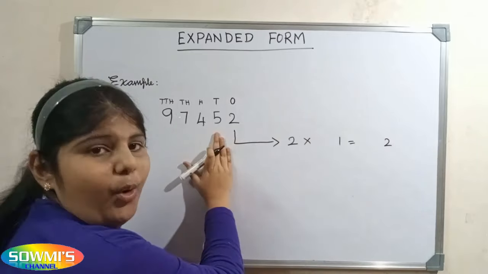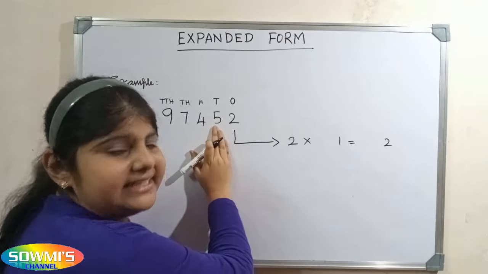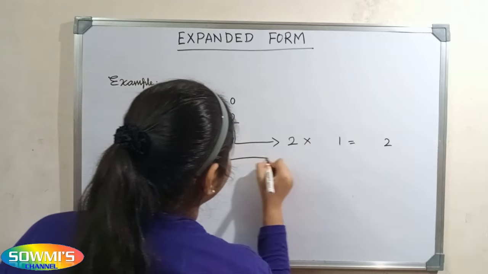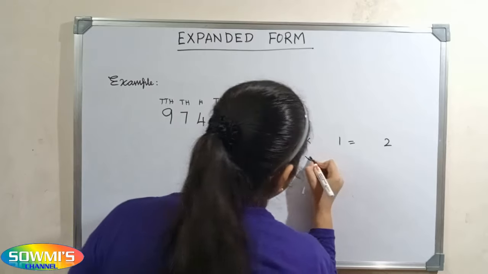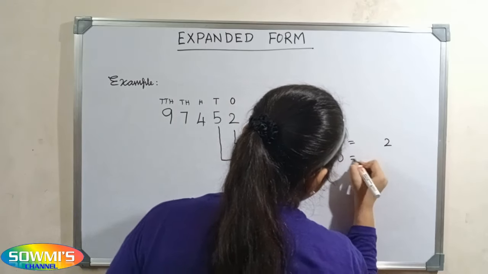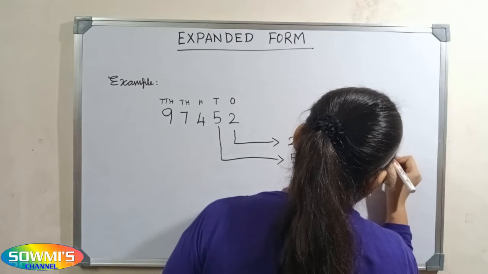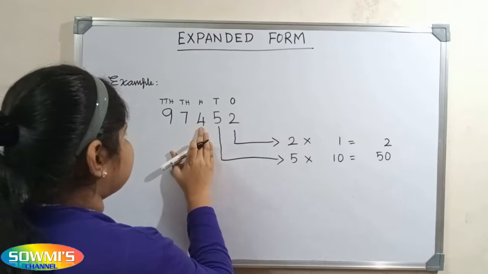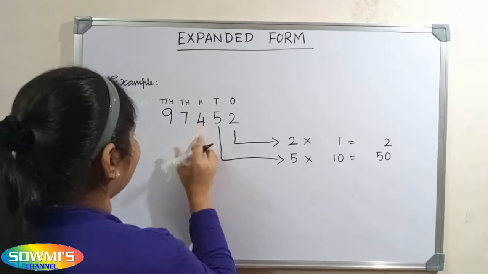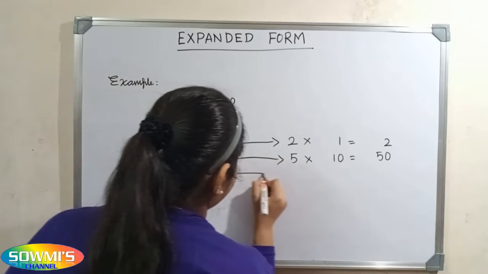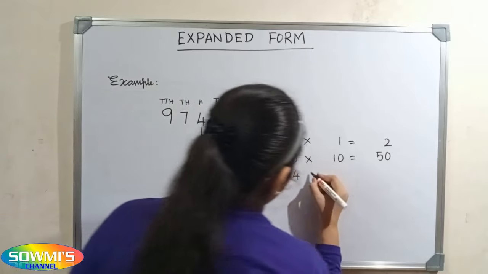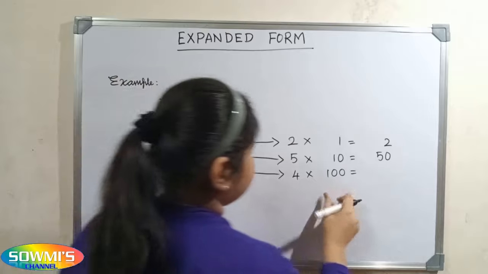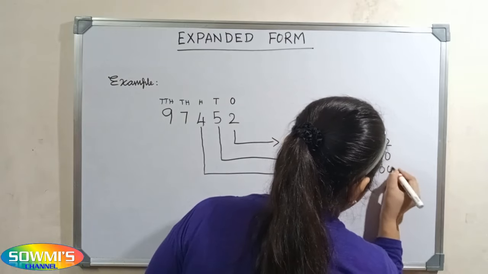Next, we will find the place value of 5. 5 is in the tens place. So, the place value of 5 is 5 multiplied by 10, which is equal to 50. Now, we will find the place value of 4. 4 is in the hundreds place. So, the place value of 4 is 4 multiplied by 100, which is 400.